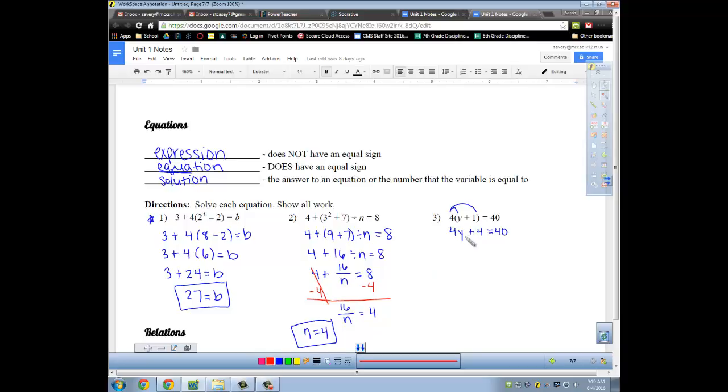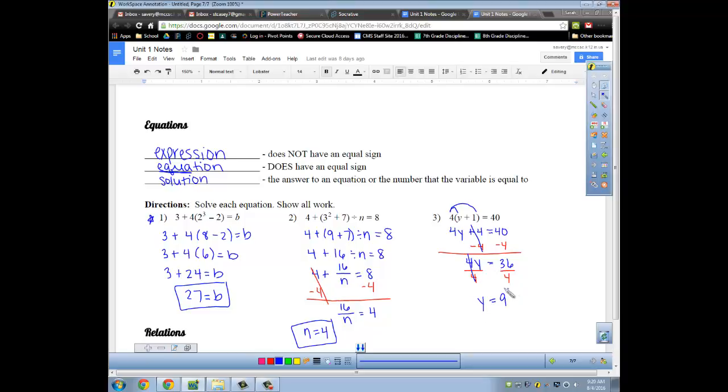And again, I can see my variable is not by itself, so I need to get the variable by itself. So instead of plus 4 right here, I'm going to subtract 4 from both sides. We're going to get 4y, this cancels, equals 40 minus 4 is 36. And I still need to get rid of this 4, so since that's 4 times y, I'm going to do the opposite and divide both sides by 4. So these 4's cancel to be left with y equals 9.